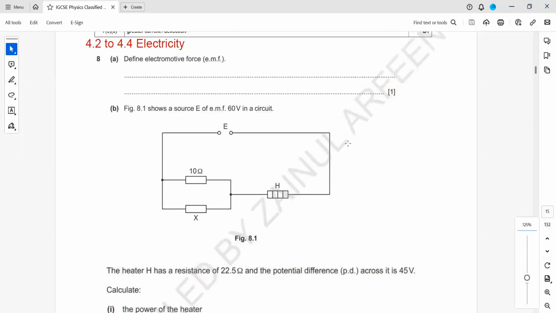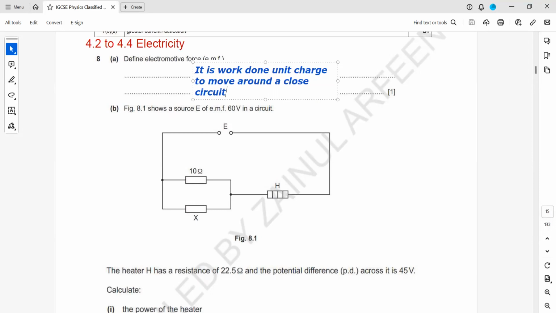Define electromotive force. What is electromotive force or EMF? It is work done. You have to learn the standard definition. It is work done on unit charge to move around a closed circuit.